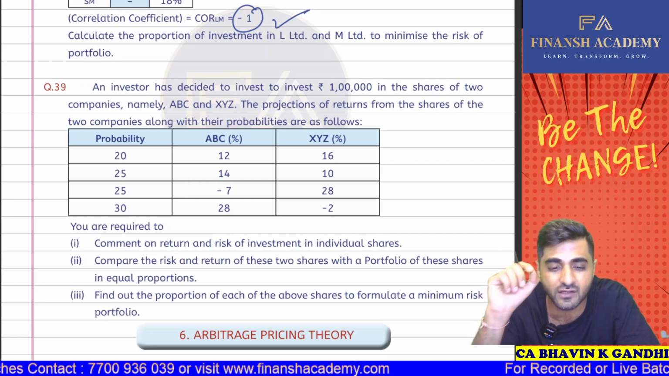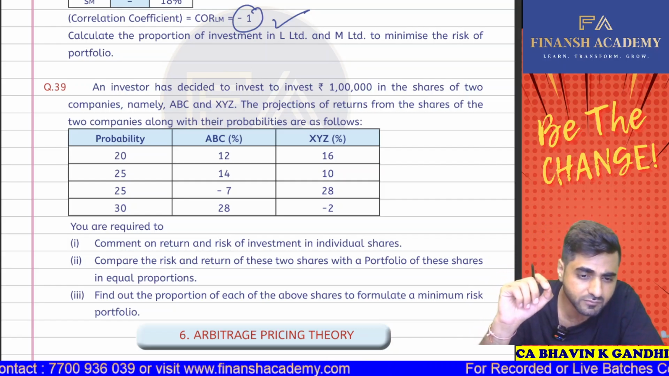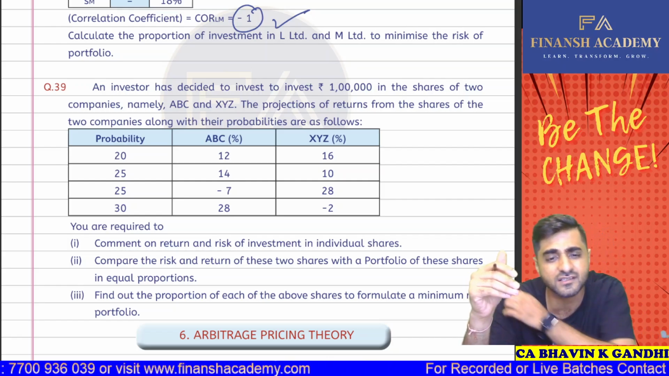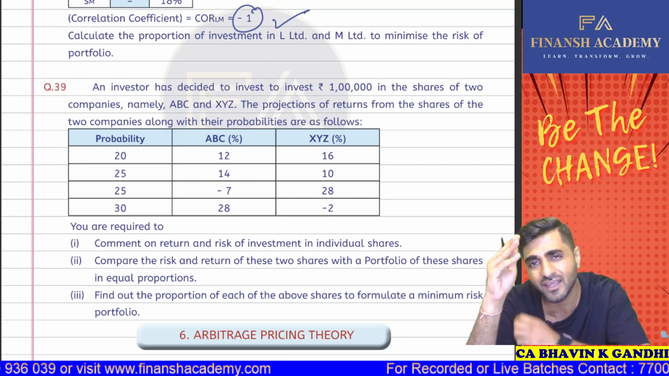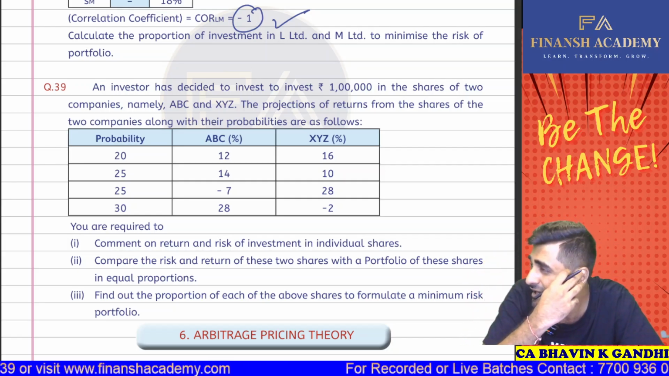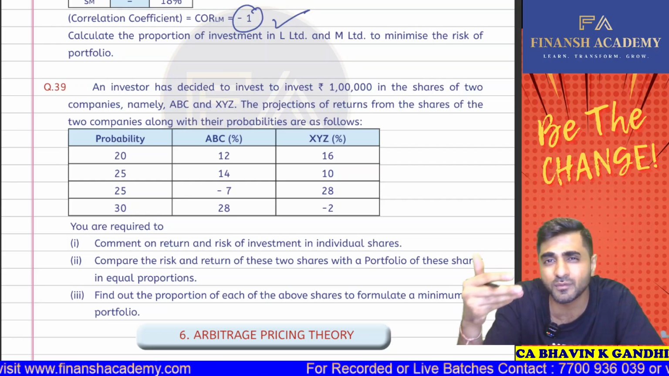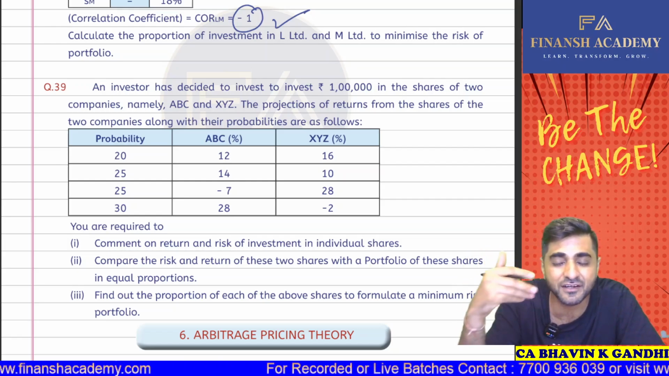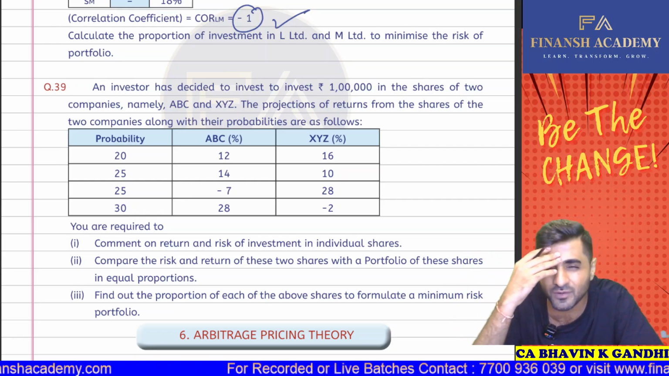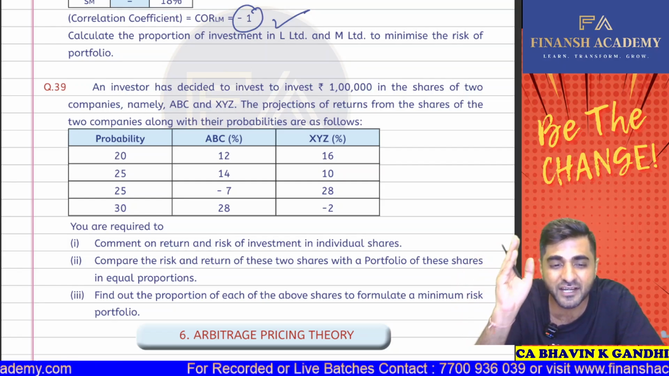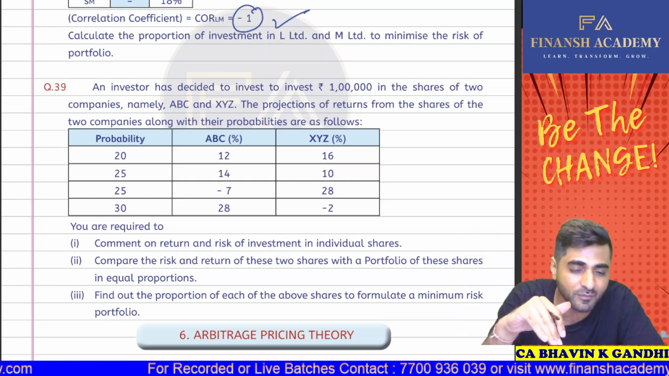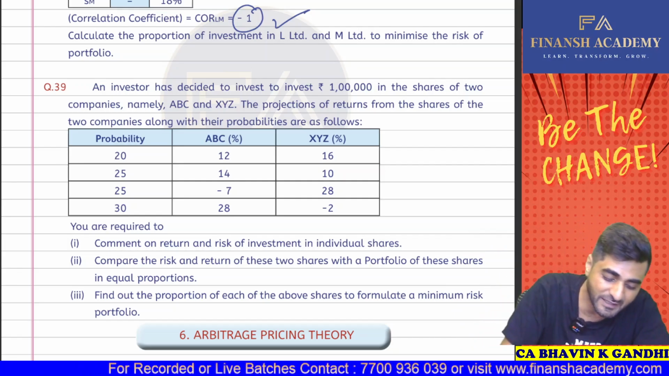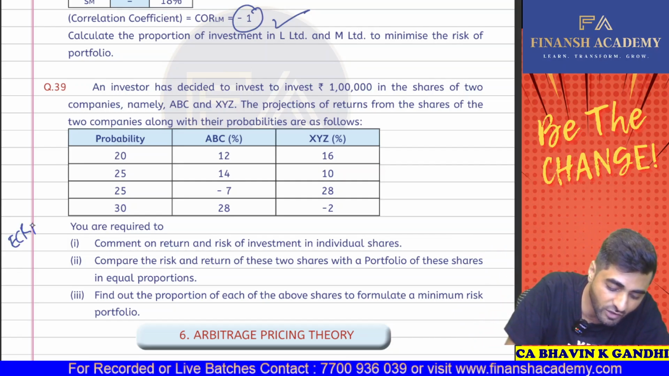So how do you calculate the returns? Okay, now to calculate the returns for individual shares, you have ABC, we have the probability, we can multiply that, and we can get what is going to be the expected return from the security ABC. Come on, yes or no? Yes, sir. That's very easy. We can simply take 12 into 0.2, 14 into 0.25. So what is the expected return from the security A?